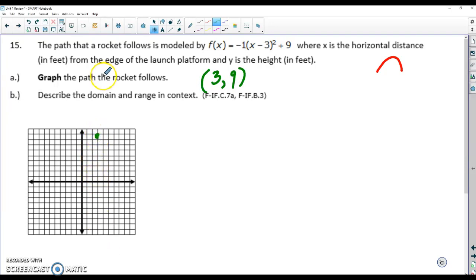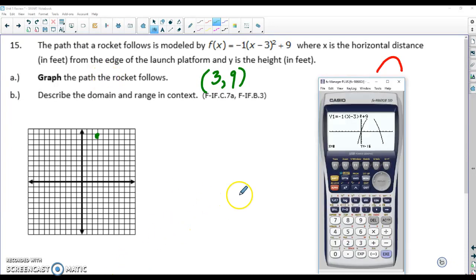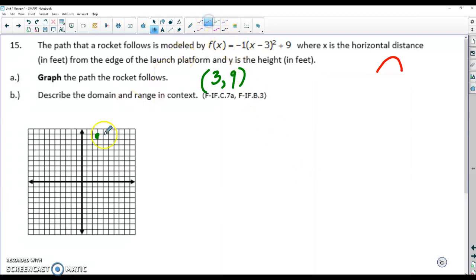Now for the rest of this, we can go into the graphing calculator and type that in. I've already done that. We're going to use the trace feature to type in points around 3. So I'm going to go to 4. It looks like 4 is at 8. So that's about right here.